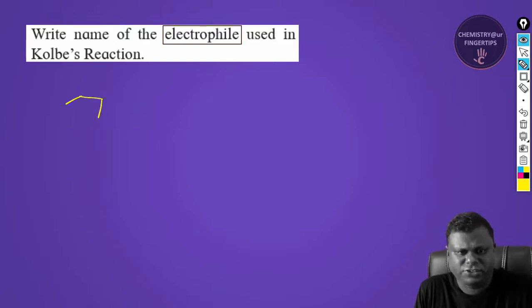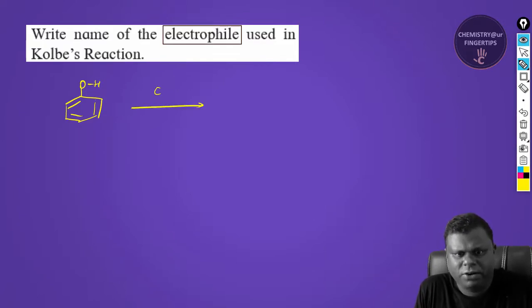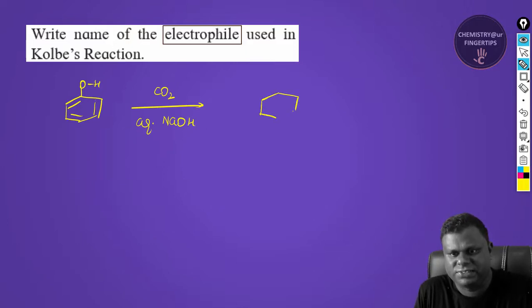In Kolbe's reaction you will be having a phenol. This phenol on treatment with carbon dioxide, which you call dry ice, and in this case we are going to use aqueous NaOH, gives salicylic acid. Let's not get into the entire reaction. Let's try to answer this question to the point.